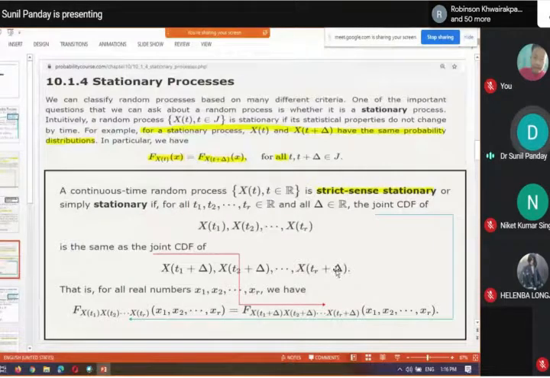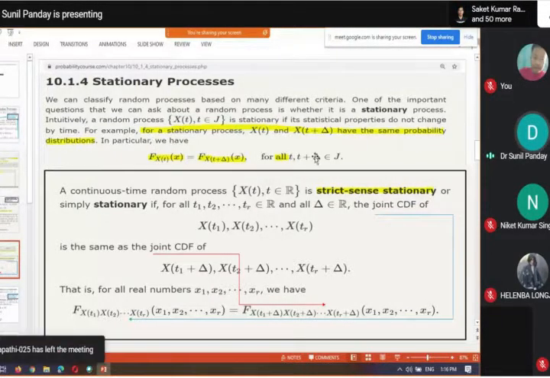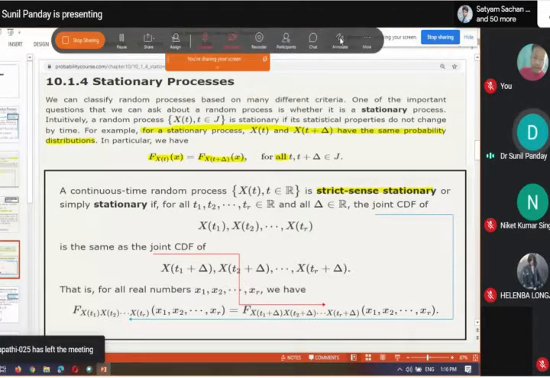Now the random processes are also divided into some specific processes like stationary processes, wide sense stationary processes, and cyclostationary processes. So we'll see when we say a random process is stationary.